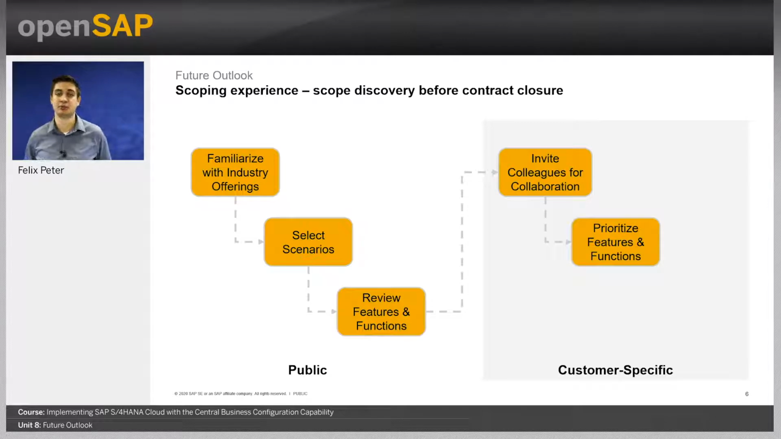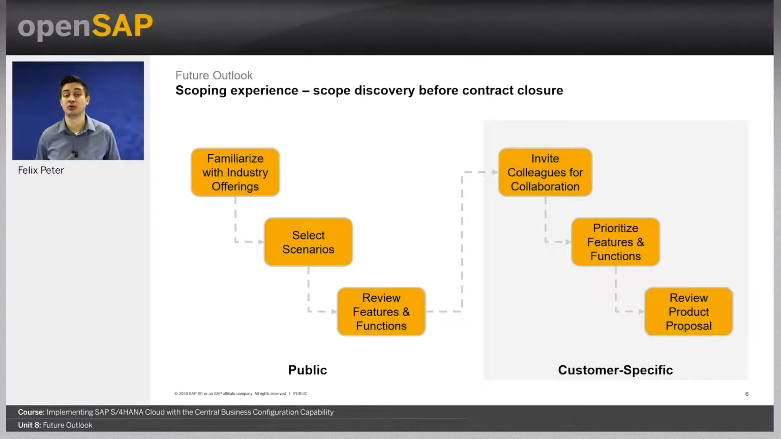Also important here is that we have a prioritization of the features and functions. So you may have some of the features and functions that are available in multiple of our solutions. If you go down the area of procurement, we have procurement in our SME solutions, we have procurement in the S/4HANA cloud solutions, and we have procurement in Ariba. So it is quite important for us to understand how important a certain function or feature is for the customer in order to be able to give them a good product proposal, because that's the ultimate goal. At the end of this phase, we want to give the customer a product proposal that is serving their business needs. So that's what I wanted to tell you about the shopping and the scoping experience before the contract closure.